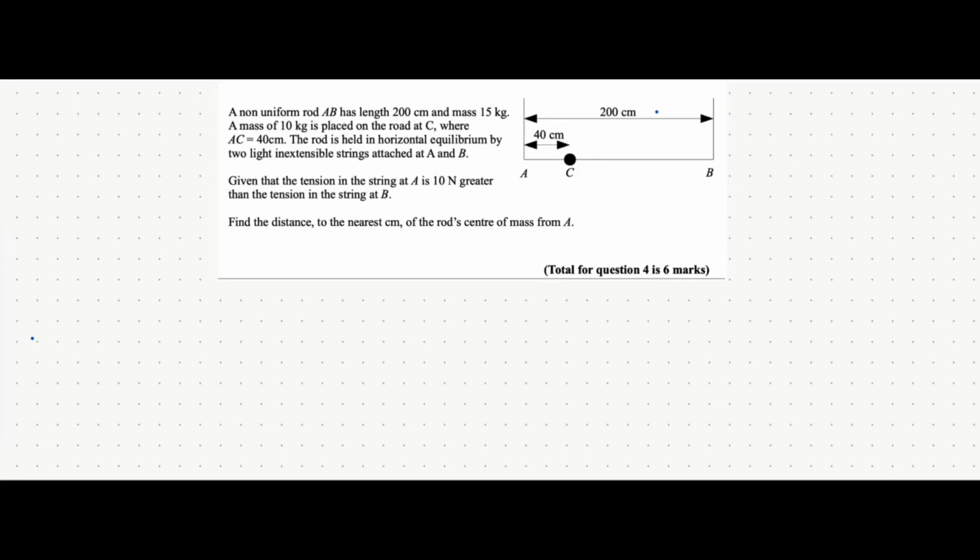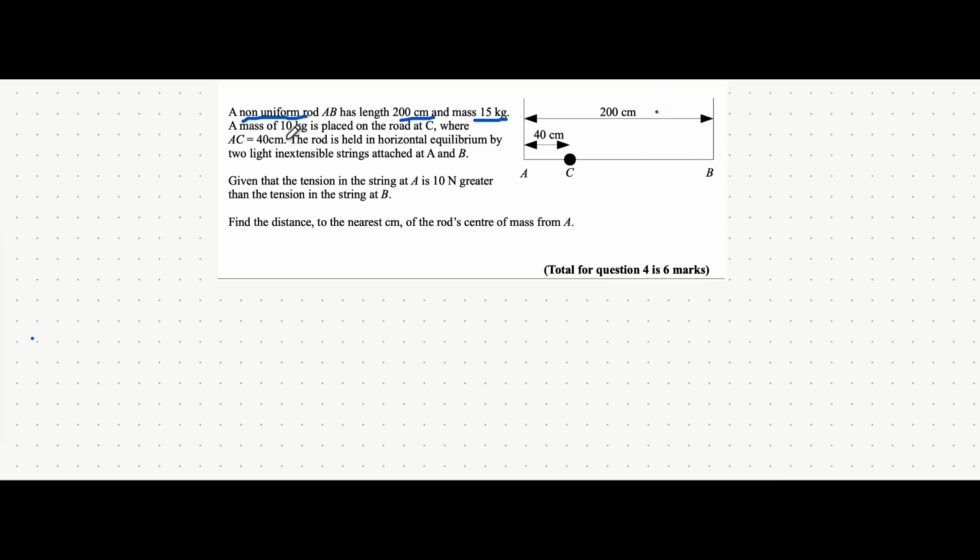In this exam question, we're going to use what we know about moments. But before we do, let's start by labeling all the forces acting on the diagram. It tells you there's a non-uniform rod, meaning that the weight does not act on the center. It tells you the length of the rod and the mass of the rod. But with that mass, we know for sure it doesn't act at the center because it's non-uniform. So let's leave it for now.